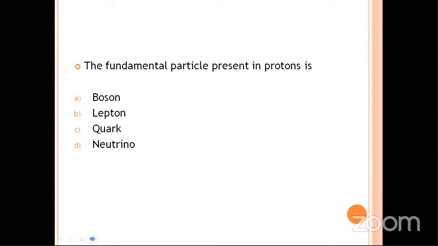Okay. So the fundamental particle present in protons is... In earlier days it was told that the fundamental particles were actually protons, electrons, and neutrons. But later on, the protons are actually made up of up quarks and down quarks. So here the option is quark. Okay.